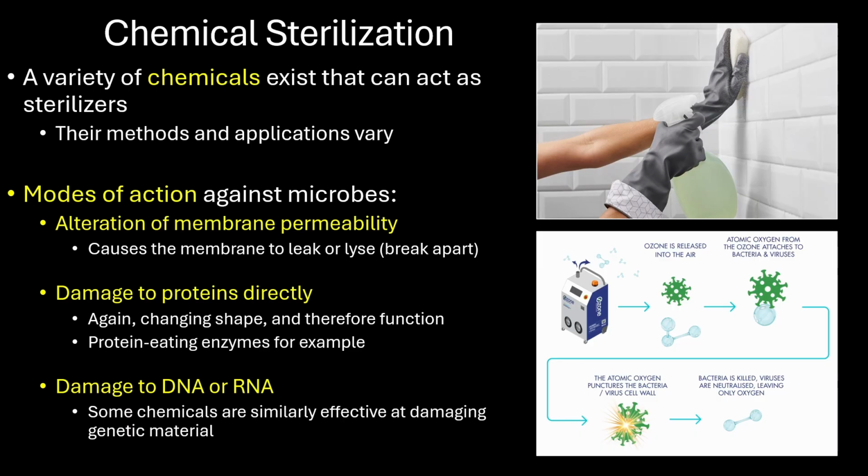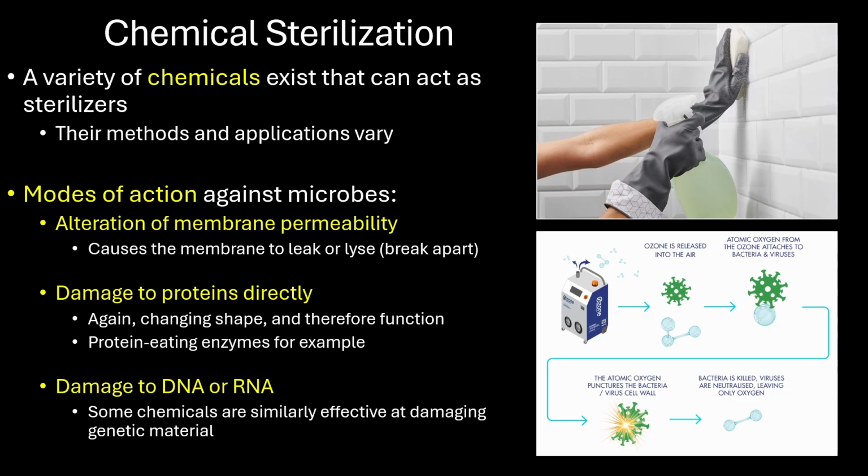So there's a variety of different kinds of chemicals that exist that can act as sterilizing agents. And the methods that they use to kill or inhibit these different organisms and also their applications vary a lot. So when we talk about these different chemicals, I want you to make sure that you know about the concept of modes of action.